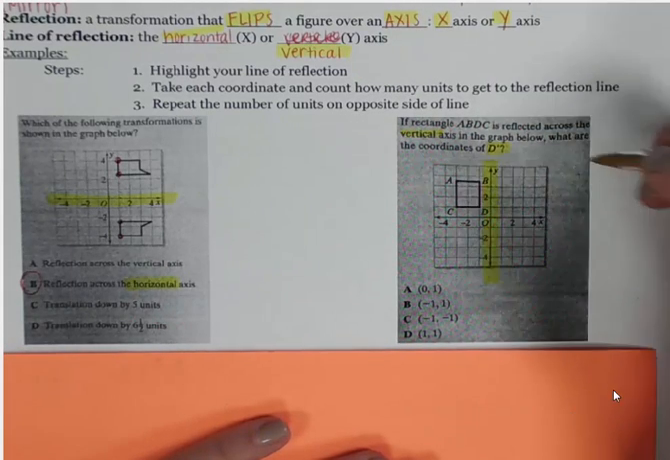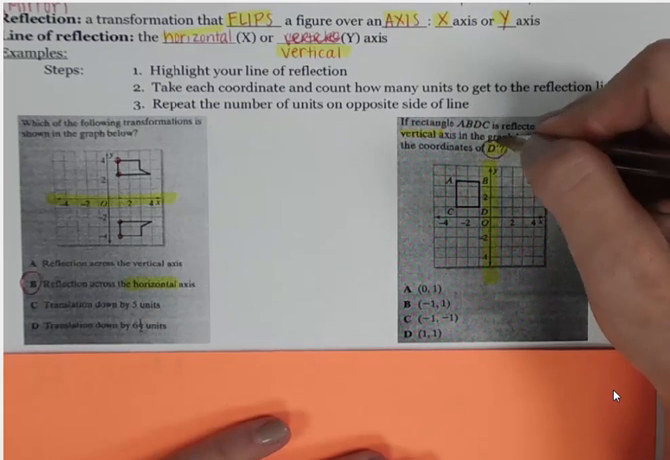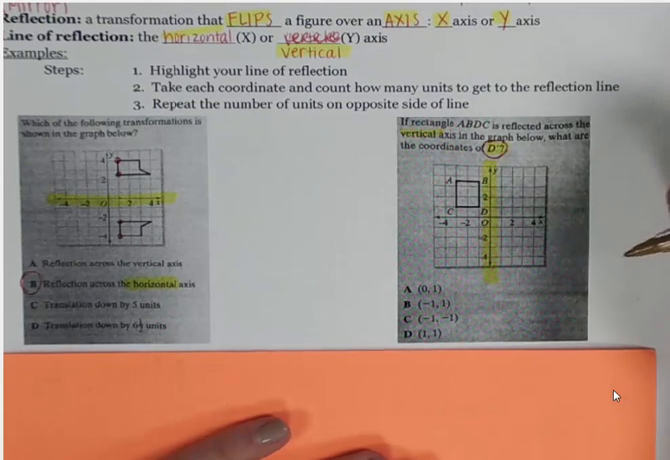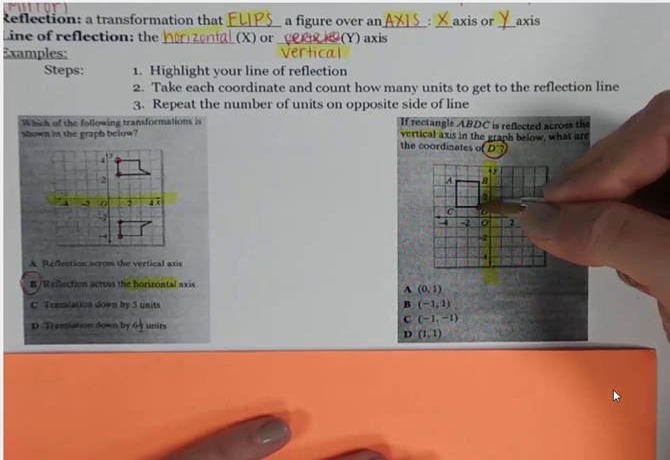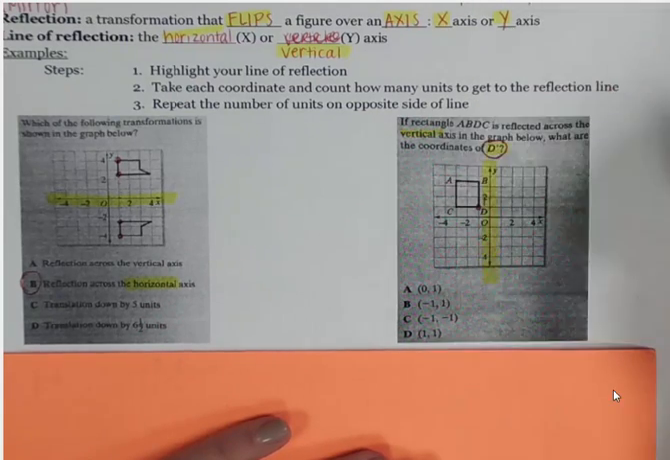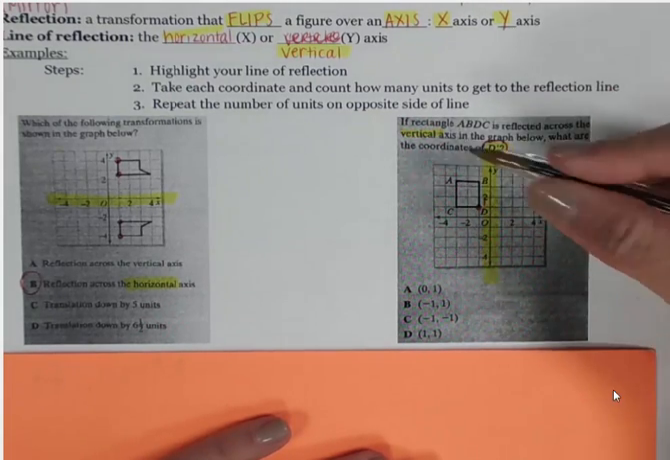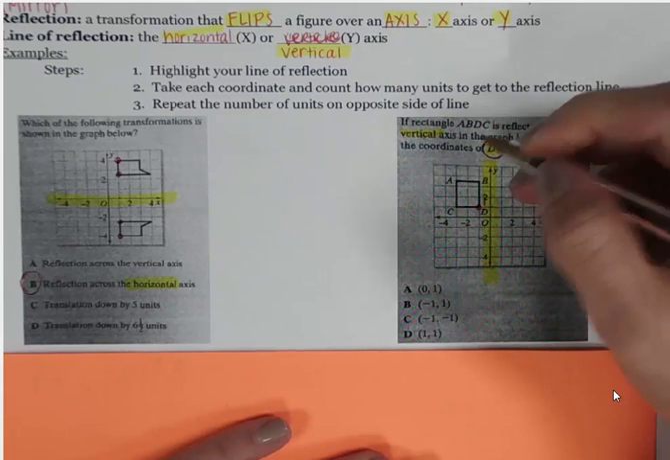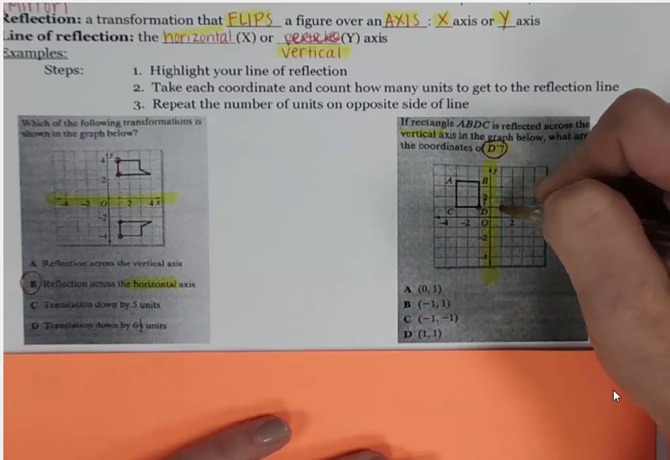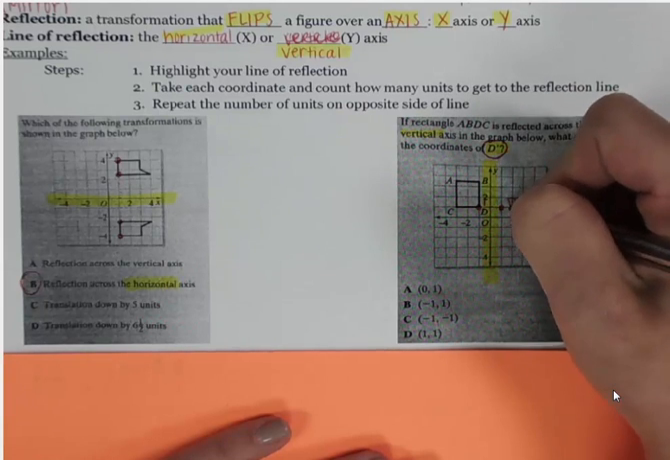Well, this particular question is asking about D prime. So do I want to talk about A, B, or C? No, I only need to talk about D. To get from D to the reflection line, there's 1 unit in between. Now it says repeat the number of units on the opposite side of the line. So I start on the line and I just go 1 over that way. This is going to be D prime.